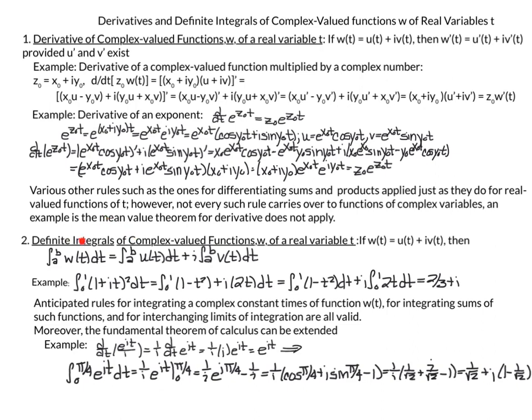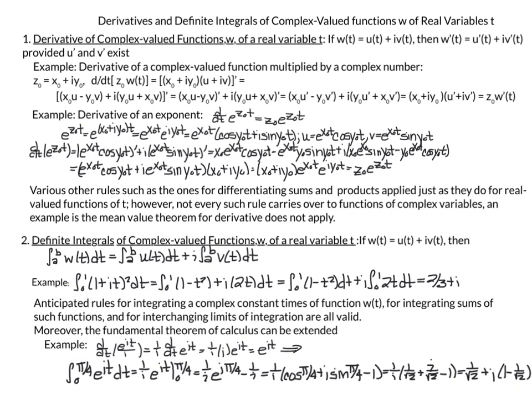To take the integral of a complex valued function of a real variable t, so again, if w is equal to u of t plus i v of t, then we can take the real part separate from the imaginary part. So the integral of w of t is equal to the integral of u of t plus i times the integral of v of t.